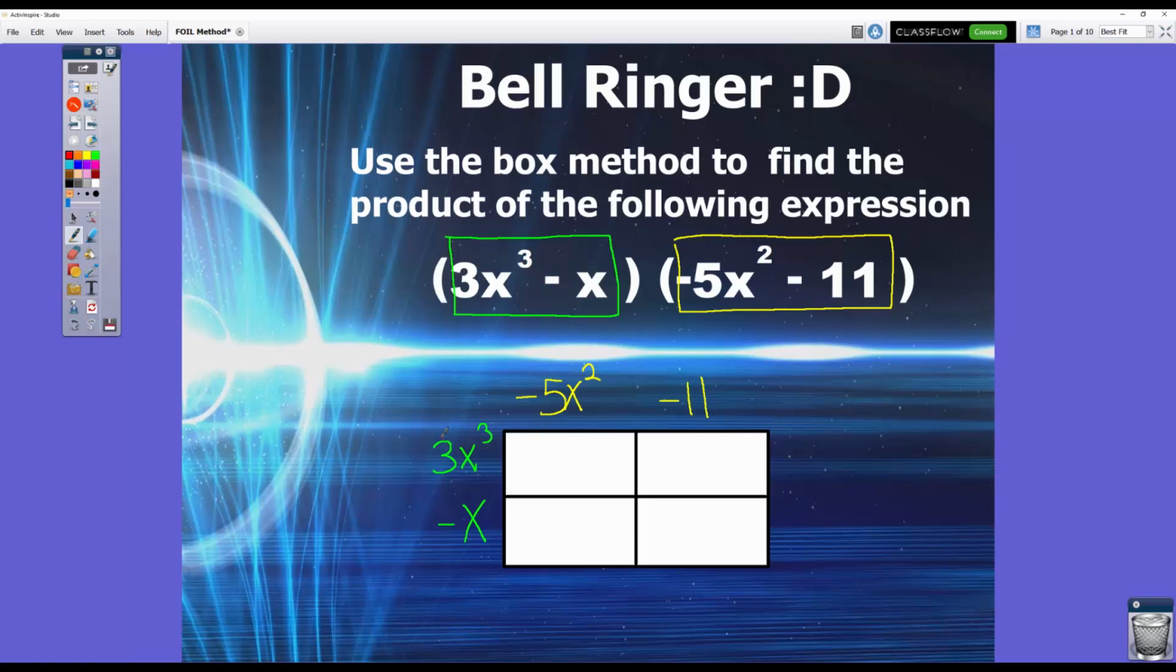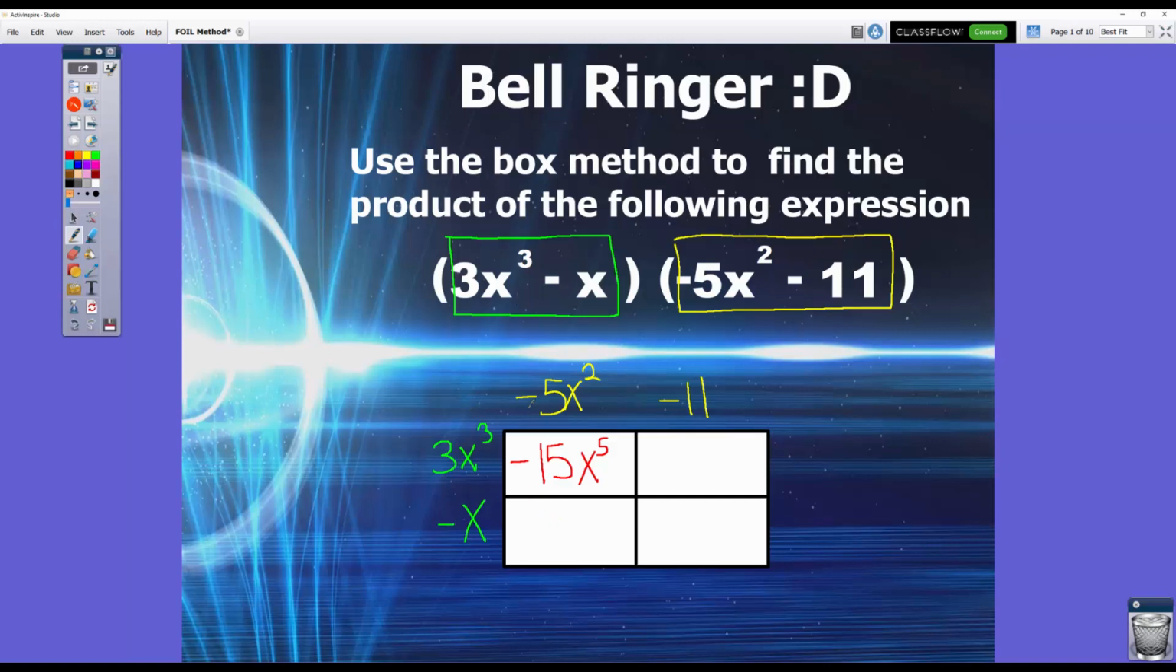We're going to multiply our coefficients first. So the 3 and the negative 5, multiply those together, and we get negative 15. And then x to the power of 3 times x to the power of 2. We keep the base, and then we add the exponents together. So 3 plus 2 gives us 5. Move on down here to the next box.